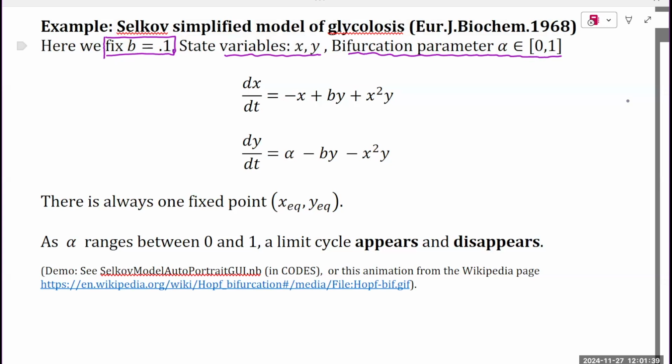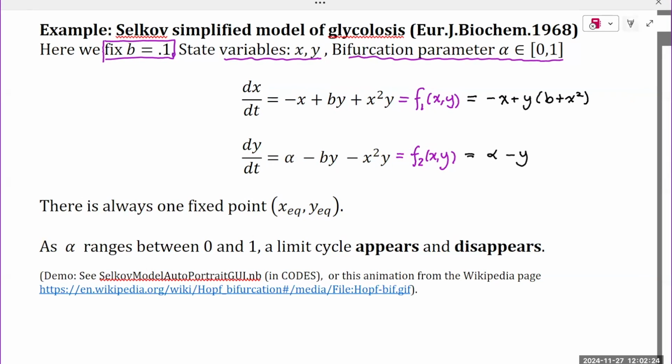Now, the analysis in this case is going to be slightly more complicated than what we've done in one dimension because we are going to have to understand the stability in terms of a Jacobian, which means that we're going to identify the right-hand side of dx/dt as f1, function of x and y, and the right-hand side of dy/dt as f2, function of x and y. And on the right there, I've simply rewritten the right-hand side.